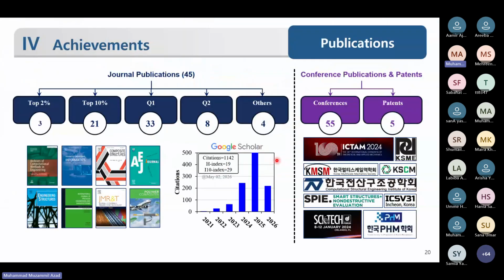So moving on to my achievements. Till now, I have around 45 journal publications, and among those 45 publications, around 21 are in top 10 journals. Currently, I have a citation score of around 150. I have also published numerous conference papers, around 55, and I have patents that I published during my PhD when I was in Korea.